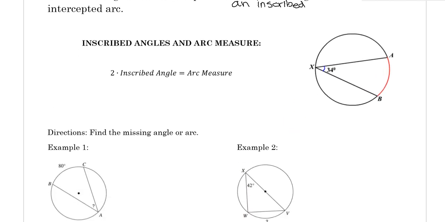Before, we had the central angle equals the arc measure. Here, 2 times the inscribed angle equals the arc. Okay? So that's a little bit different. And these will not be given to us on the test. These we do have to know.